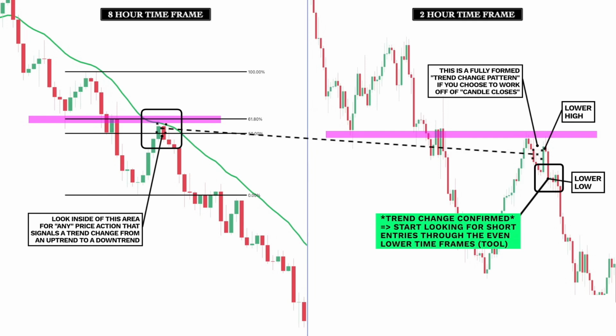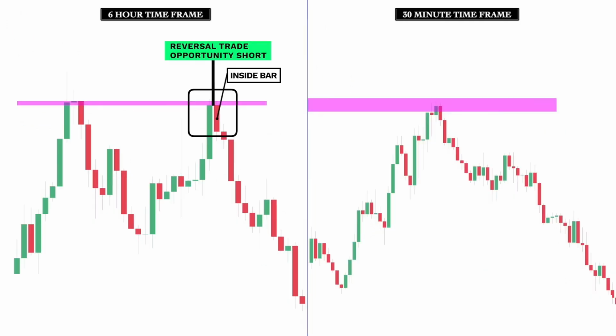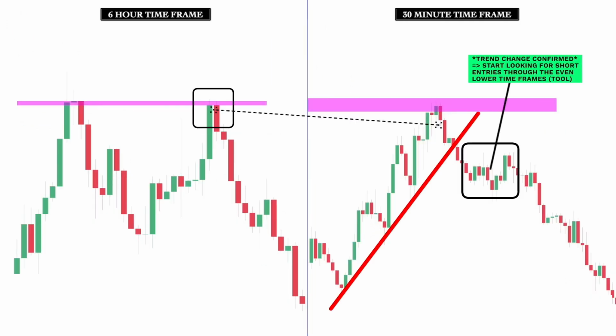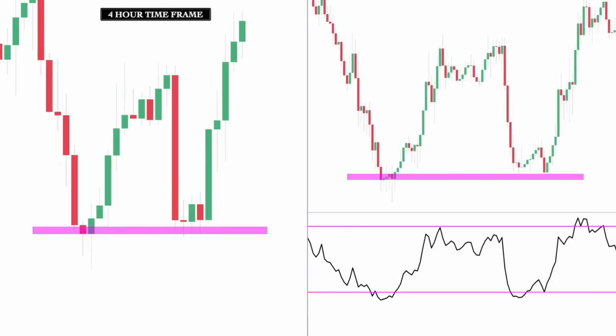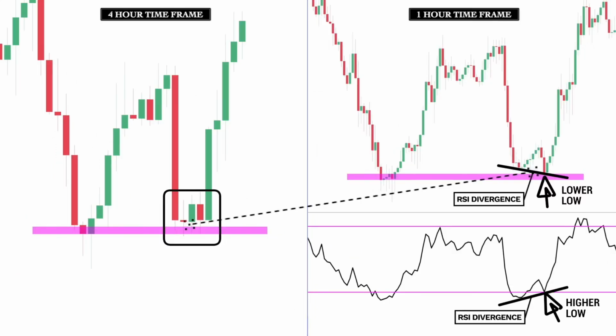Reversal in an uptrend: on the 6-hour, an inside bar at resistance. On the 30-minute, draw a trendline, wait for a break, then short. In a downtrend on the 4-hour with long wick candles, on the 1-hour you might see divergence, RSI, or a double bottom and higher high, confirming the long.